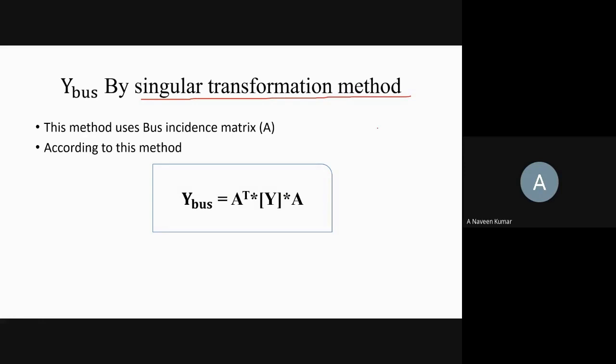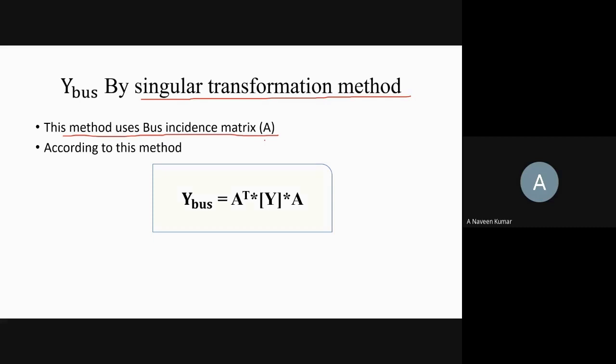The main point you need to remember in this method is that it mainly uses the bus incidence matrix, that means how many elements are incident to a particular bus. This matrix we have already derived, and how to write it we have already done. While solving problems, we will discuss this again. So this method definitely uses the bus incidence matrix A.